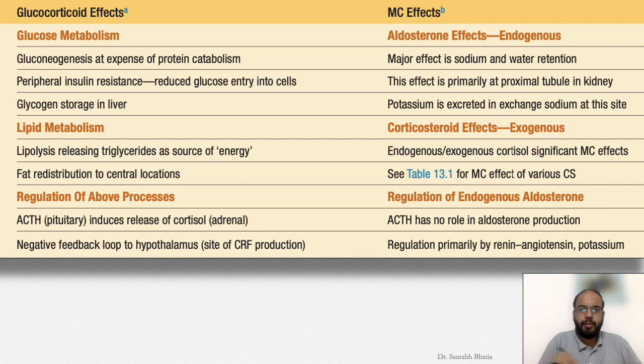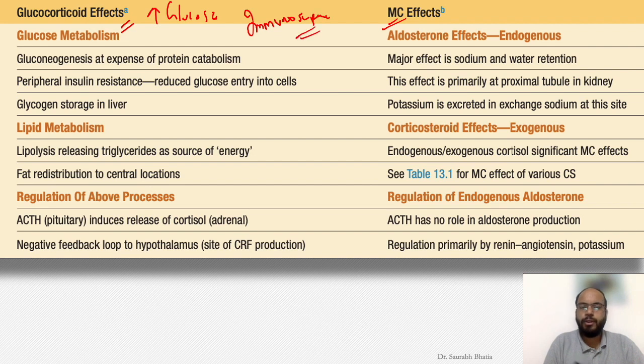Now, this is the same table which we had discussed in the last video regarding the glucocorticoid and mineralocorticoid effects of steroids. We'll just be revising this table in a few seconds. Glucocorticoid is responsible for increasing the glucose in circulation, and it is majorly responsible for the immunosuppressive action. So immunosuppressive action is because of glucocorticoid effects. Mineralocorticoid is supposed to maintain a normal blood pressure. Clear?